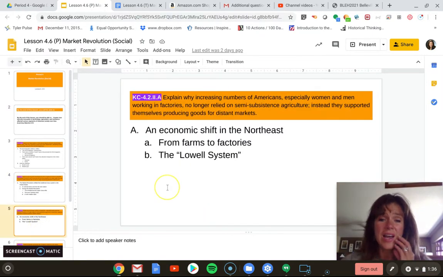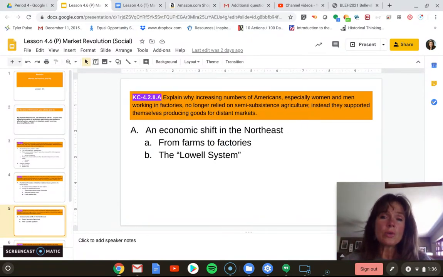Our next key concept is about an economic shift, how life actually begins to change. As urban areas grow in the Northeast, what begins to happen? The small self-sufficient farmers begin to be taken over. As cities grow, they eat up more land.